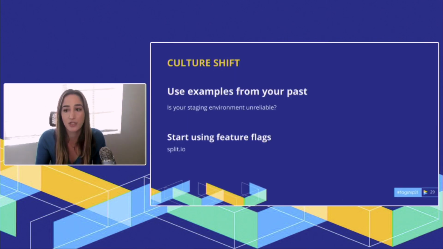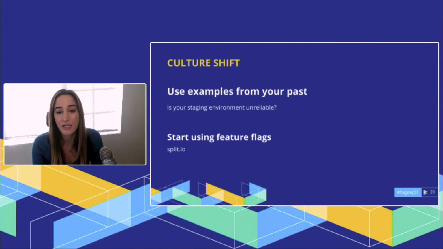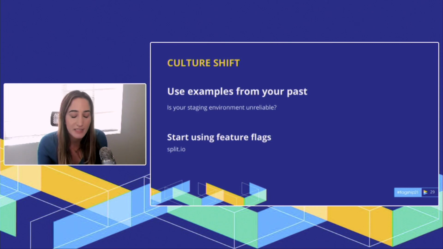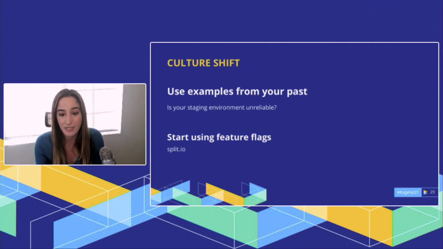And oftentimes, shifting your company's testing culture is the hardest part of this process. So, getting over that fear that we talked about. Some things that you can do are to use examples from your past when you're talking to people. So, think about, is your staging environment unreliable? I can tell you for a fact, yes, it is. Think about a time where you deployed something, you released a feature to production, and it worked perfectly in staging, and then it broke in production. Use these examples to help support your claim that this is something that you want to start doing.